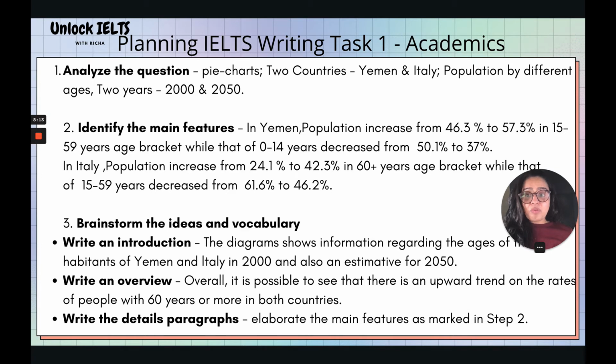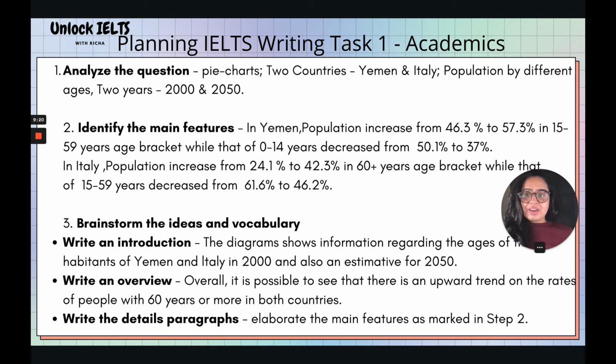The second step involves identification of the main features. Here I have picked up in Yemen, population increased from 46.3% to 57.3% in 15 to 59 years age bracket, while that of 0 to 14 years decreased from 50.1 to 37%. And the same trend for the country, Italy. Here, I have picked up the main features as per the country. You can also pick the main features as per the years.